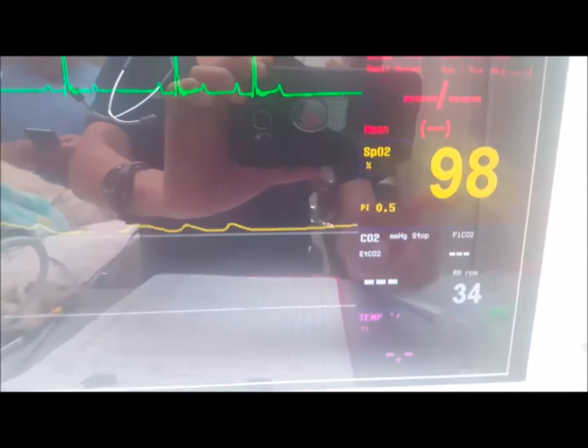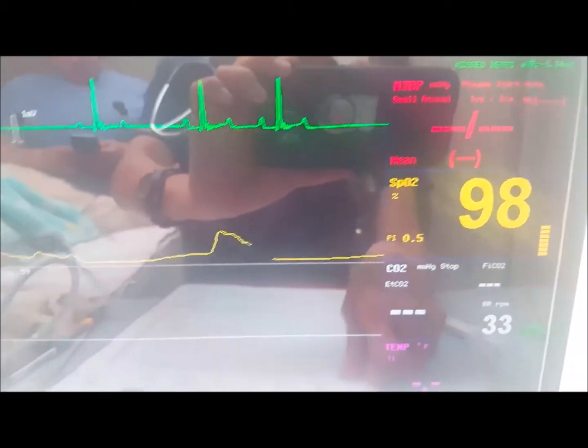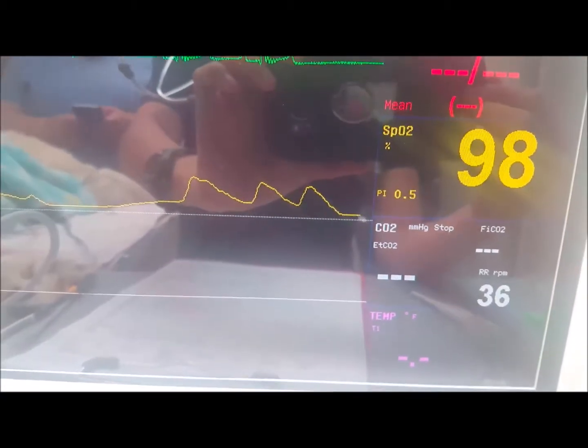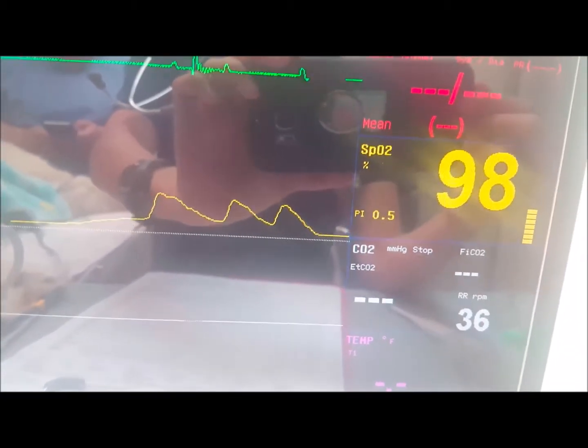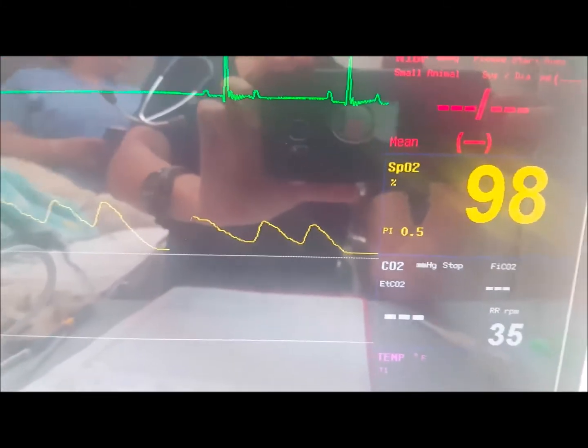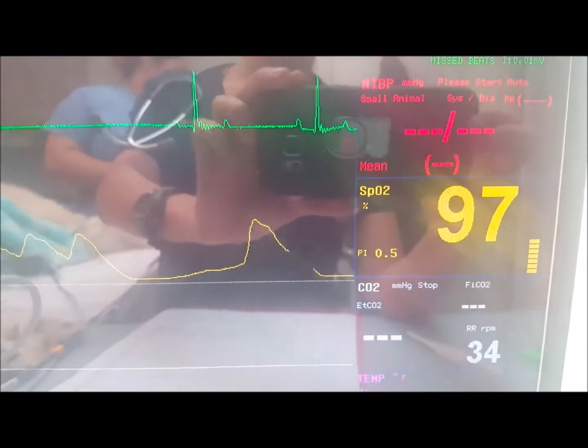And we can see here that the level of oxygen that the patient is getting is 98, which is perfectly normal under anesthesia, and it should never be lower than 95.